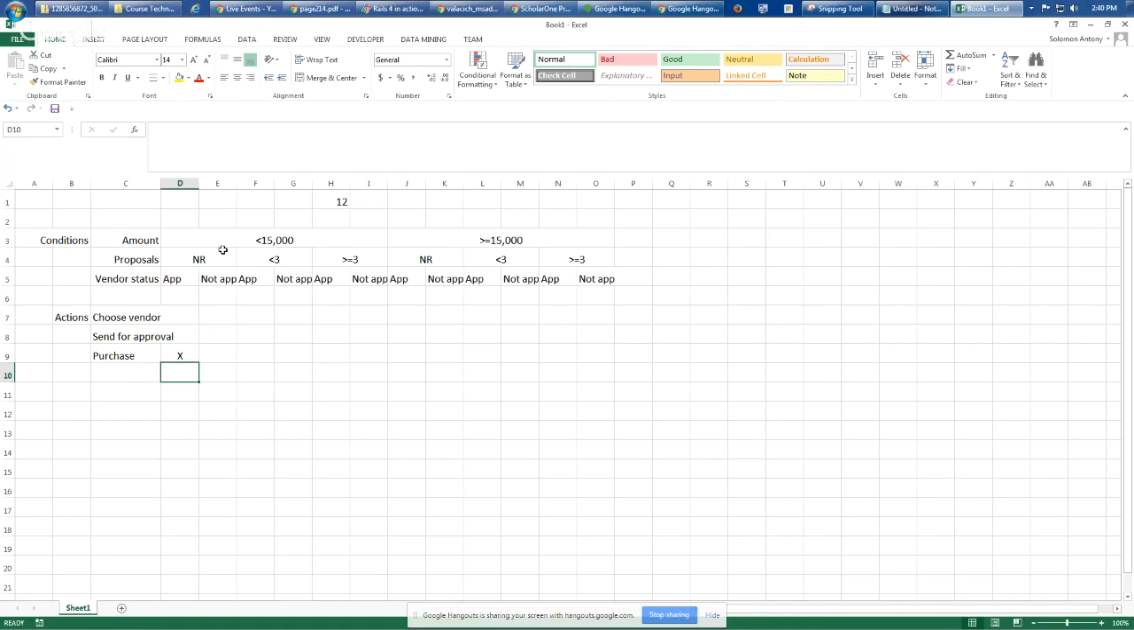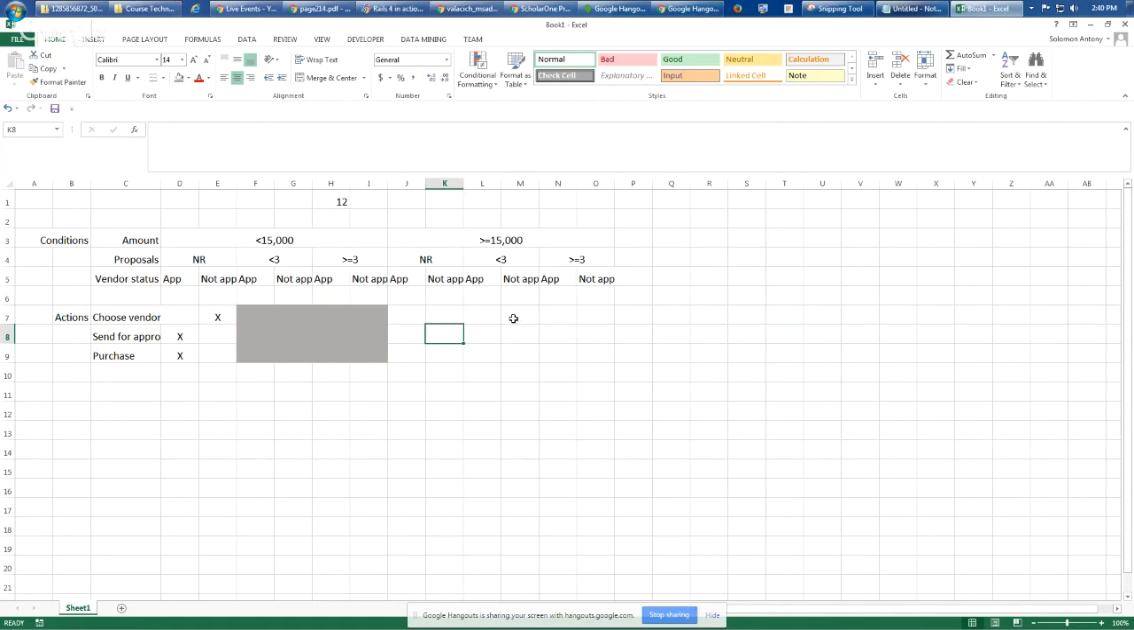All right. So if amount is less than 15,000, no proposal required, and vendor status is approved, then you can go ahead and purchase. If amount is less than 15,000 and vendor status is not approved, then we must go and pick a different vendor. And in this case also we must send for approval, because we still need to get approval from the purchasing department. If amount is less than 15,000, then we don't need proposals. So less than 3, greater than 3, these cells do not matter for amounts less than 15,000. So let me just gray that out.